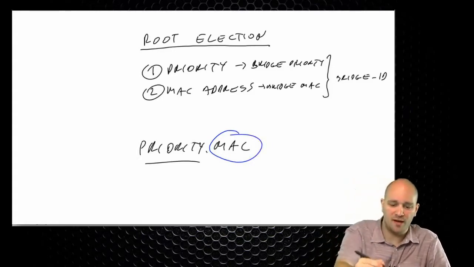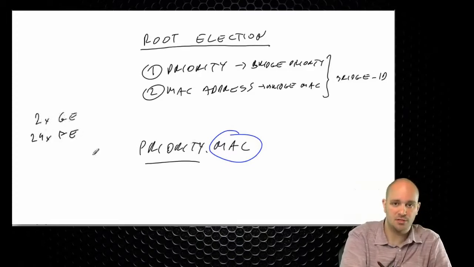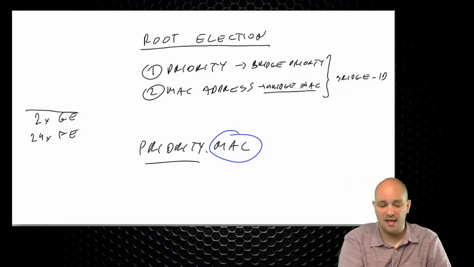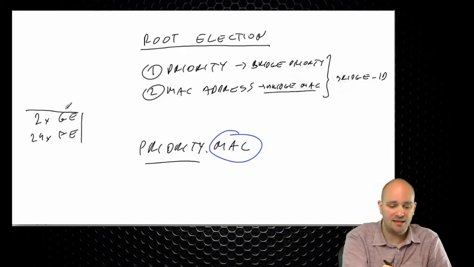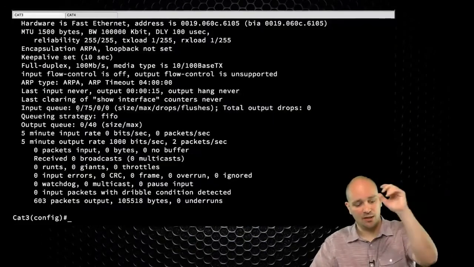Now, on our 3560s, you are going to have 2 gigabit ports, and you are going to have 24 Fast Ethernet ports. Now, the MAC address that we are talking about, the bridge MAC address, is actually none of these. It is the one MAC address below all of them. It is the system MAC address. So I'm just quickly going to show you this.